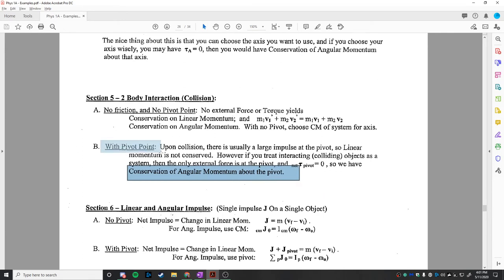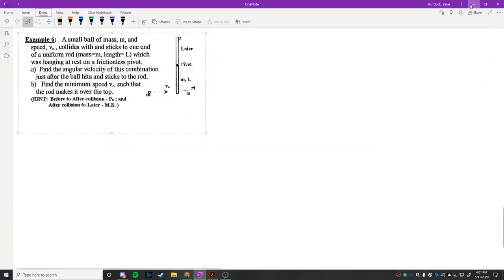So when you have a fixed pivot point, linear momentum is not conserved, but angular momentum is conserved specifically about that pivot point, okay? That's what we're going to use for this problem. In this problem, you have a small ball that's traveling to the right. It has a speed V0, and it collides with and sticks to one end of a uniform rod that has a mass of M and a length L, which is hanging at rest on a frictionless pivot here.